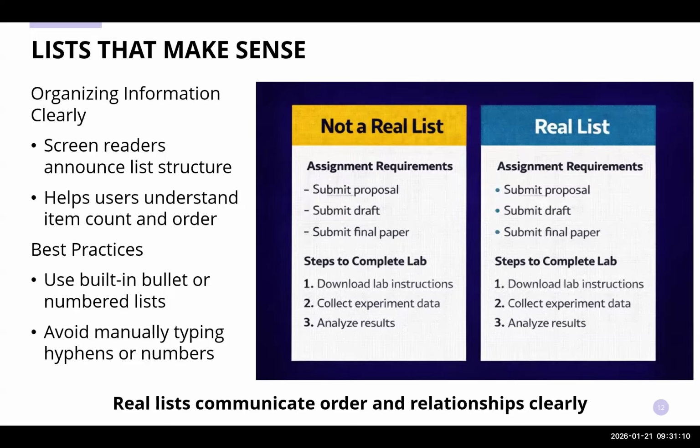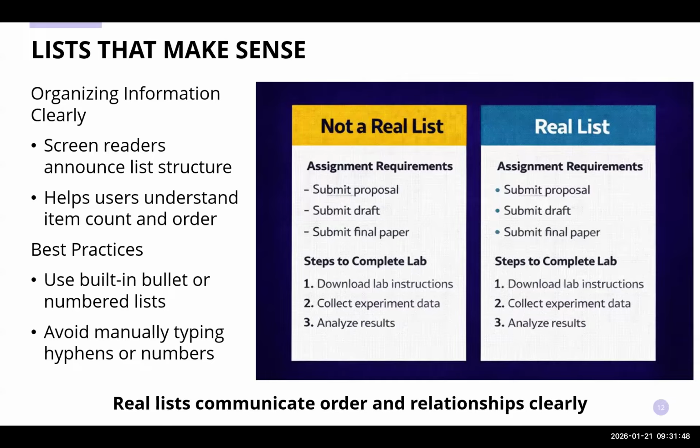When you use the built-in bullet or number for a list, you're actually doing more than just formatting. You're adding hidden structure that acts like a heads up for screen reader users. So instead of hearing a string of sentences, someone using assistive technology would hear something like "list of 5 items," which immediately gives them a mental map of how much information they're about to process. It is like the difference between getting a stack of loose papers versus a neatly stapled packet.